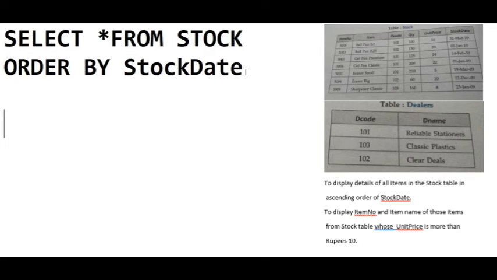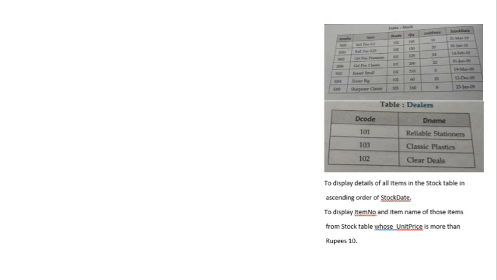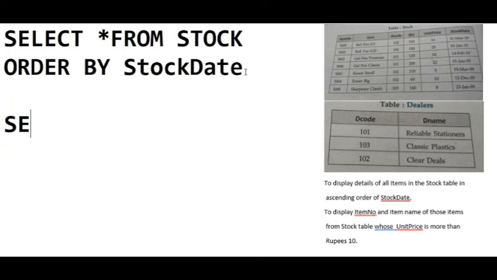Just keep in mind that whatever they have asked, you have to perform accordingly. Now coming to the second thing that we have been asked, I hope you first performed this question on your own, and only then are you moving to the answer part. The second part is to display item number and item name of those items from the stock table whose unit price is more than 10 rupees. I hope you can perform this; you just have to specify the clause over here.